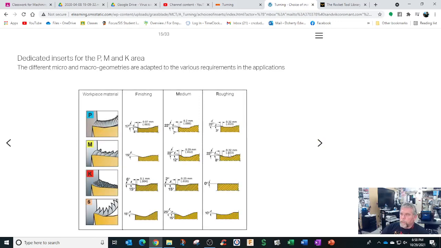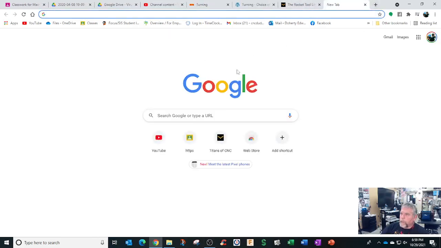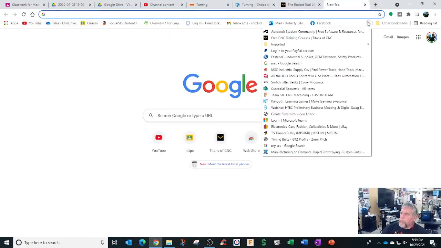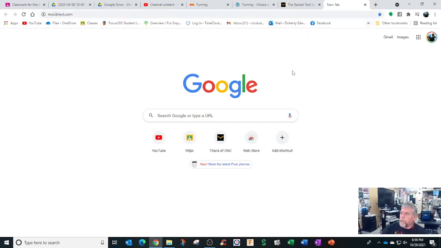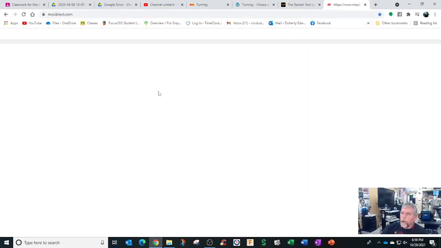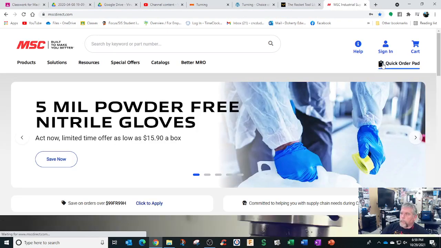But if I'm looking for inserts, like this is the P series, which I forget what that was. The K I remember is the cast iron. I'd have to go look at that chart again. But if I'm ordering inserts, I'll use my local tooling supplier, which is MSC Industrial Supply. That's what we use. Or we have our local dealer, the AFI.